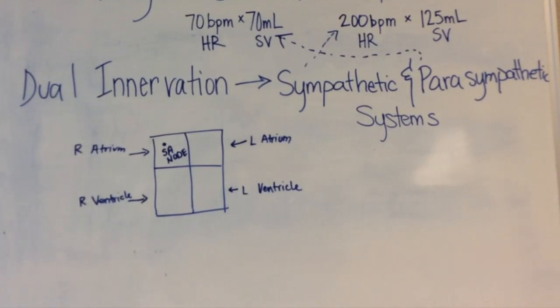In our previous lecture, we talked about how the SA node is the pace setter node of the heart. The SA node dictates our heart rate by automatically drifting from resting membrane potential to threshold.